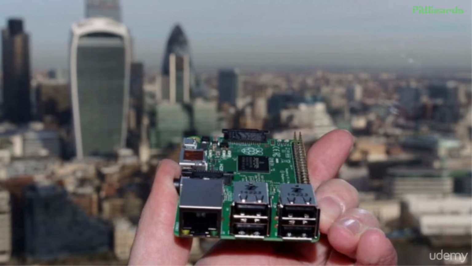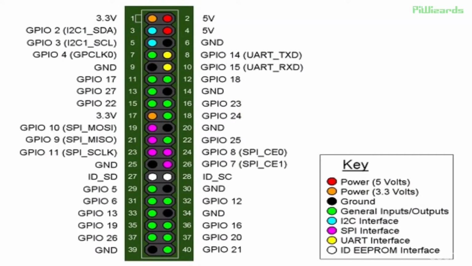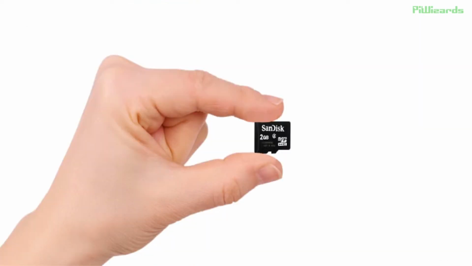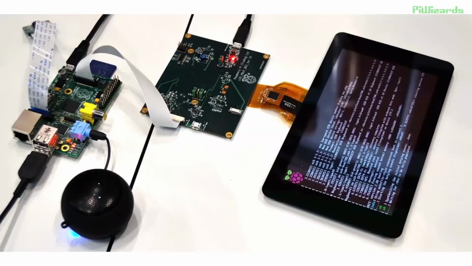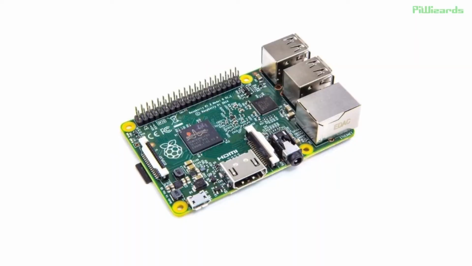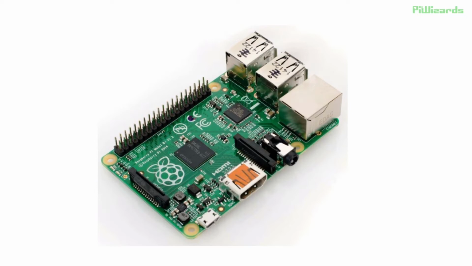Other than that, the Pi 2 still has 4 USB 2.0 ports, uses a 40-pin general purpose input-output, takes micro SD cards for storage and has an Ethernet port too. There is also a CSI camera port and a DSI display port for connecting a Raspberry Pi camera and touchscreen display. The Raspberry Pi 2 runs on the same systems as the Model B Plus.